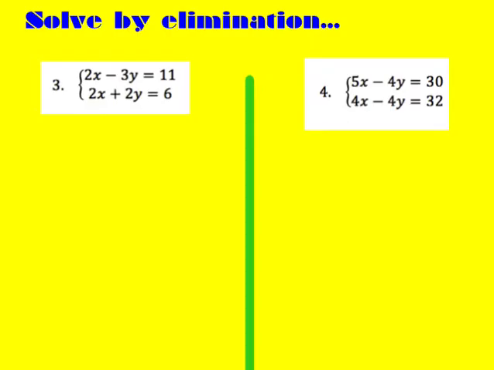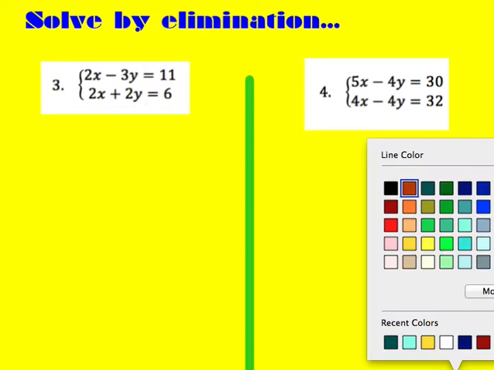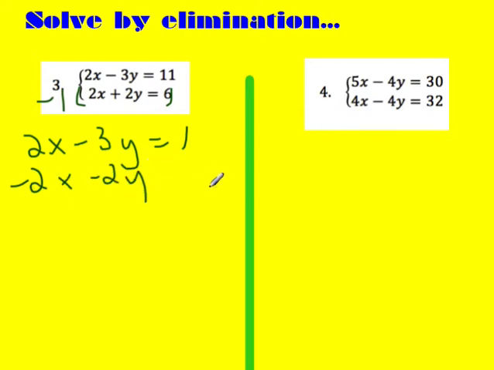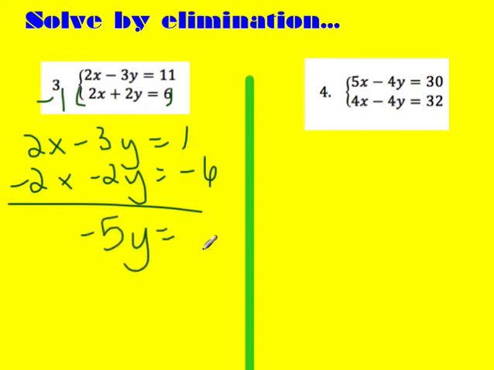So for number 3, I need to, again, multiply by a negative. Well, I see my x's both have 2's. So I'm going to multiply the second one by a -1 so that I can get opposite signs on those 2's. So my top equation is going to stay the same. My second equation, all of my signs are going to change. And now I'm ready to add down the columns here. So 2x minus 2x, that's going to cancel out. -3y minus 2y is -5y. 1 minus 6 is -5.